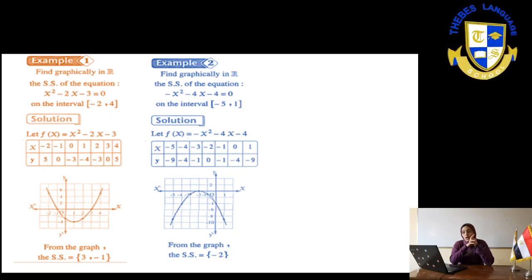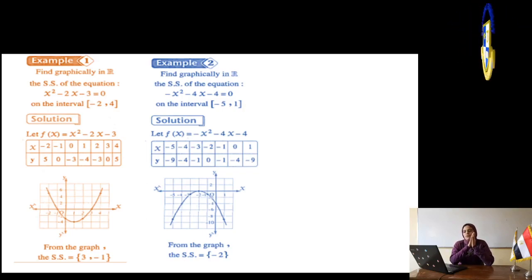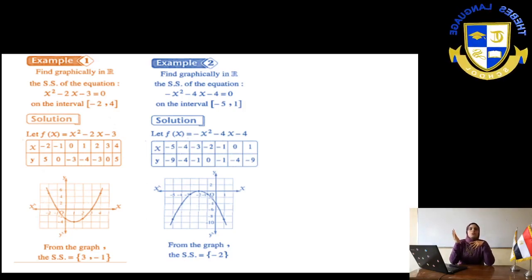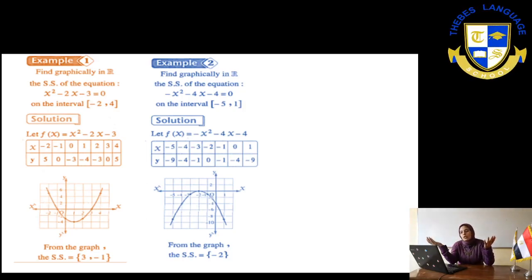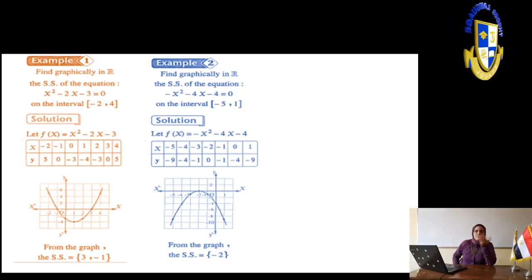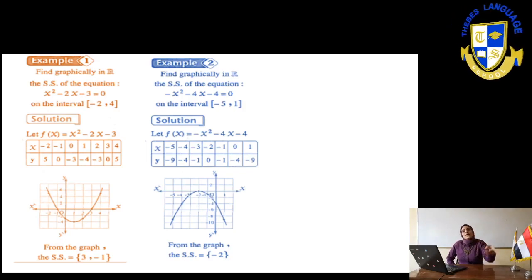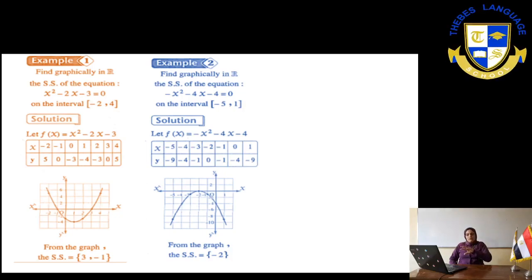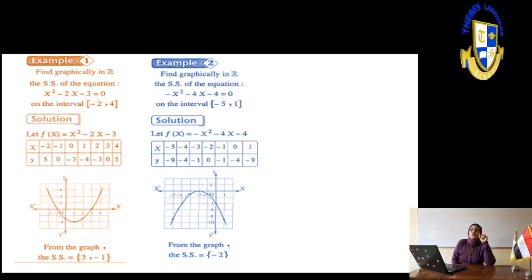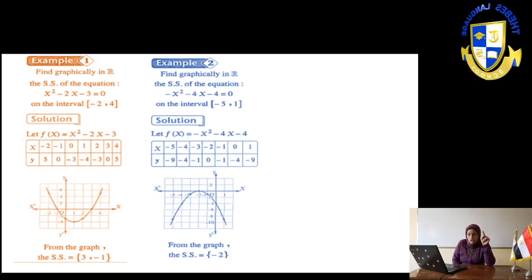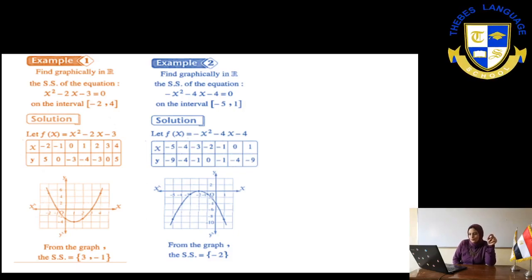Find graphically in R the solution set of the equation -x power 2 minus 4x minus 4 equals 0 on the interval [-5, 1]. We will start from -5 till 1 to have all the points in the table. Then represent the points on the graph and join them to have the curve. The curve intersects the x-axis at the point (-2, 0). So the intersection point here is (-2, 0), and the solution set here is {-2}.